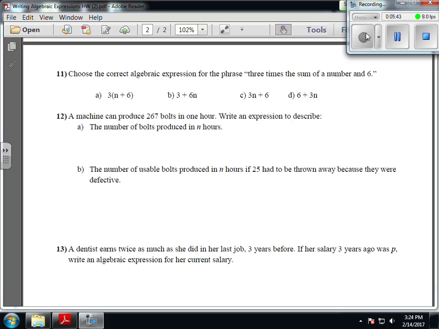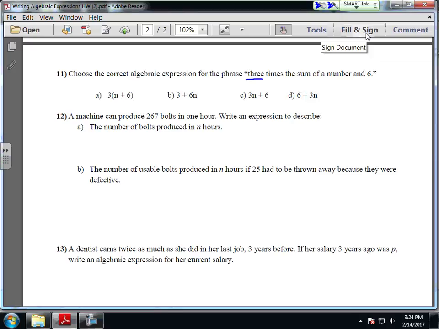Okay, number 11. Choose the correct algebraic expression for the phrase 3 times the sum of a number and 6. Go ahead and choose from A, B, C, or D.